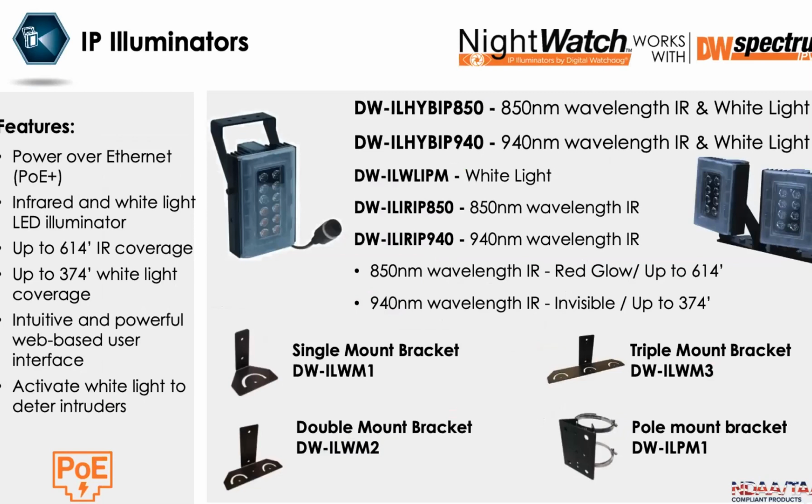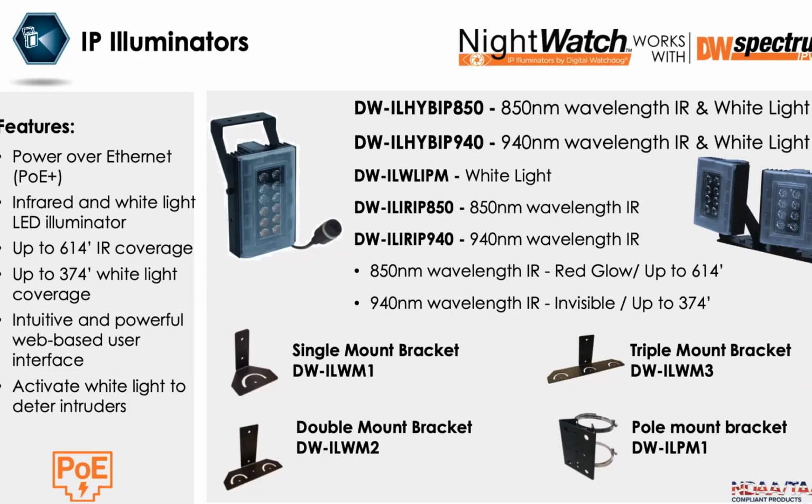So we do have a number of options besides the white light, besides the hybrid. We have two hybrids. We have one working at 850 nanometer wavelength, as well as another working at 940 nanometer wavelength. We do have a just white light illuminator, as well as just IR in both wavelength illuminations.